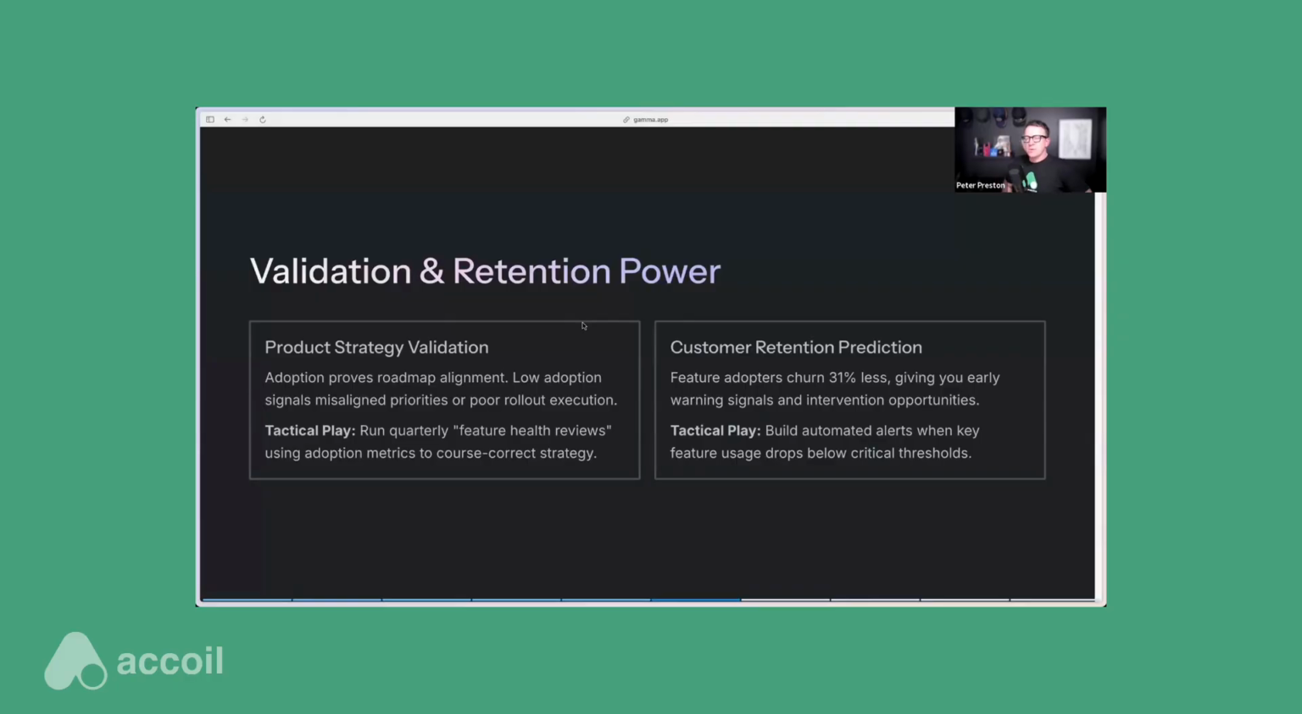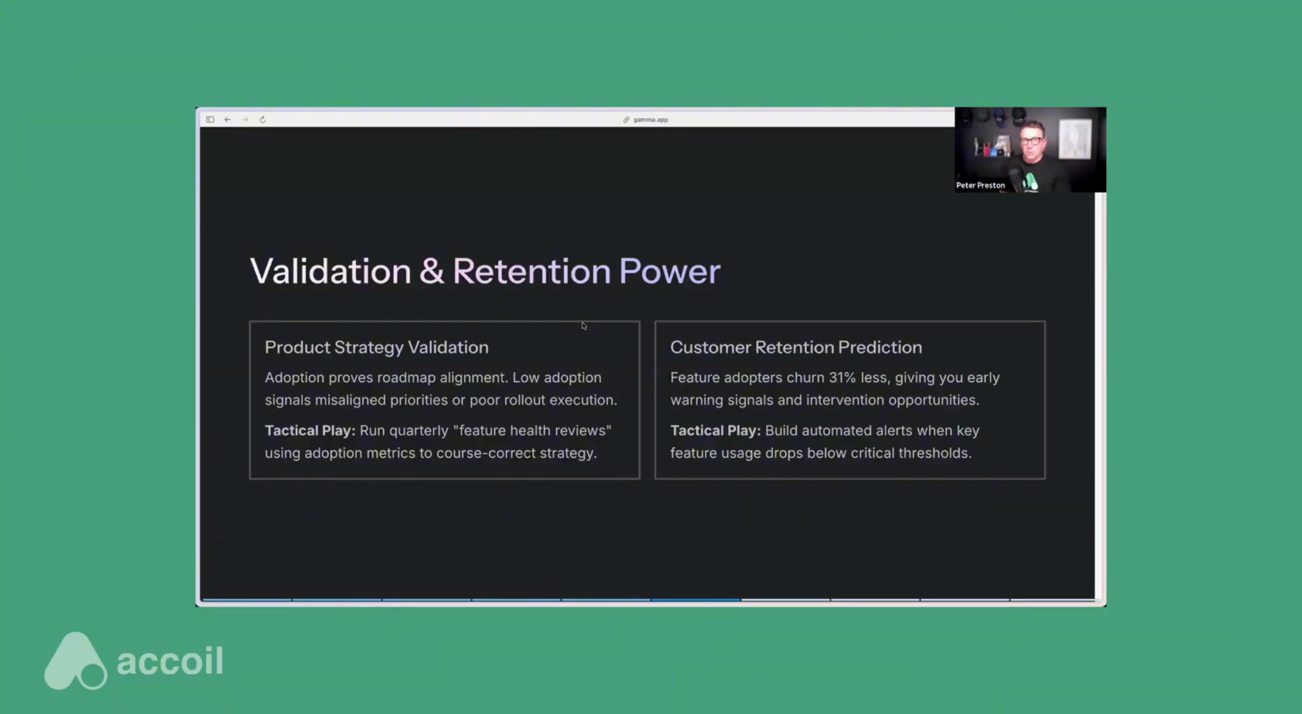Validation and retention power. So reason number 2 to start tracking your feature adoption. And key features, again, I'll stress that, key features. I think we all want to track everything all the time, right? One of the important things, if you're getting started with this, is to find your 5 key features, the ones that you really know indicate stickiness. Or if you don't yet know that, that's an even better reason to start tracking this, because you can then start to break down your customers by cohort: who's using these features, who's not, what does their behavior look like, what does their lifetime value look like, et cetera. So anyway, I got off track.